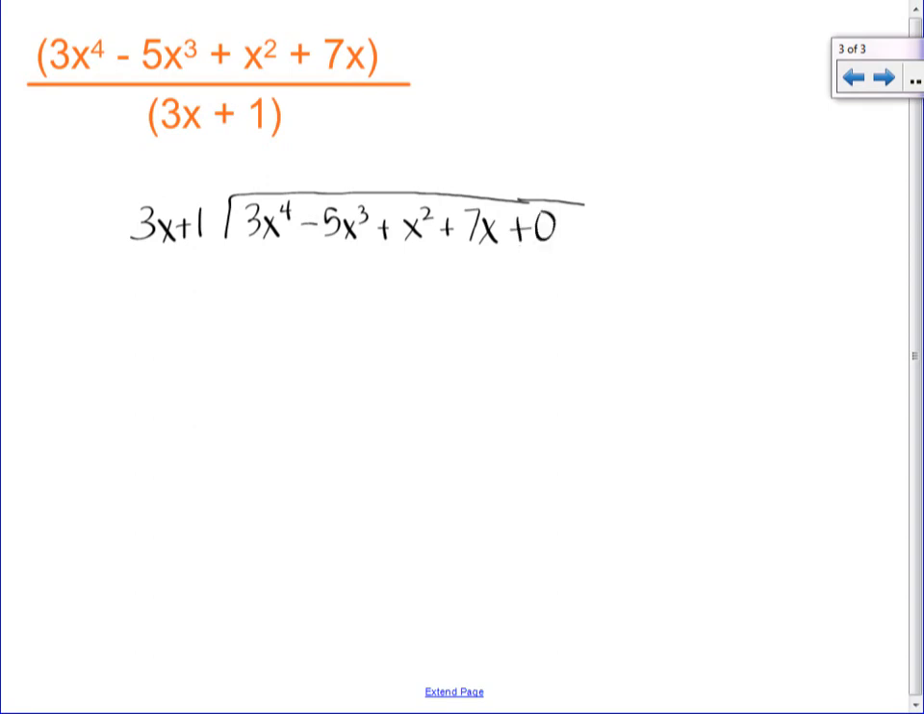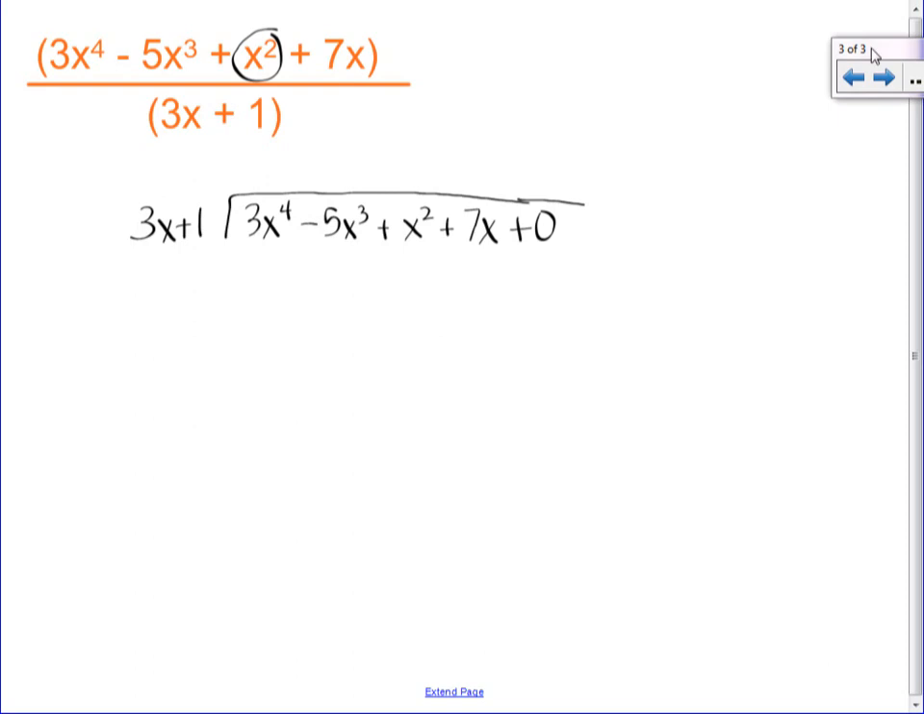Anytime you're missing a term, for instance, maybe this was missing the x squared term, you have to put a 0 in its place or it's not going to line up and work out. Okay, so for instance, if this x squared was missing, we would need to put a 0x squared in as a placeholder because you need every single term listed. So we're going to keep this 0 here as a placeholder so that we have that to drop down.